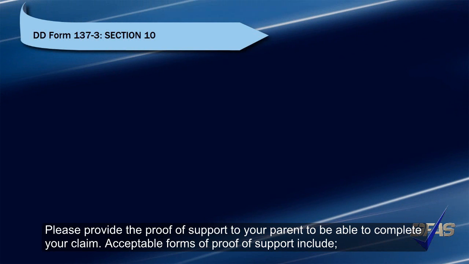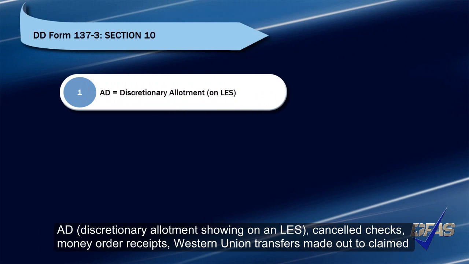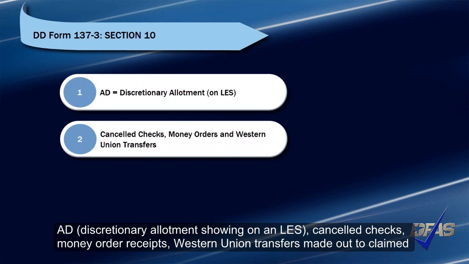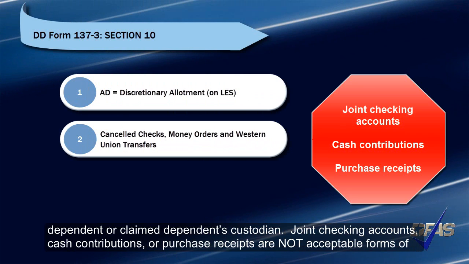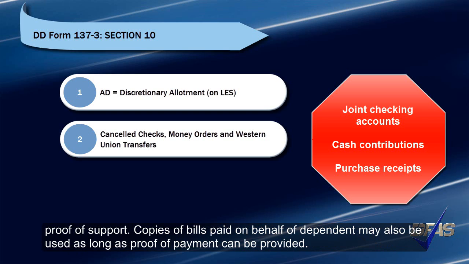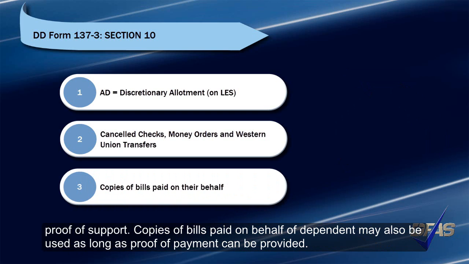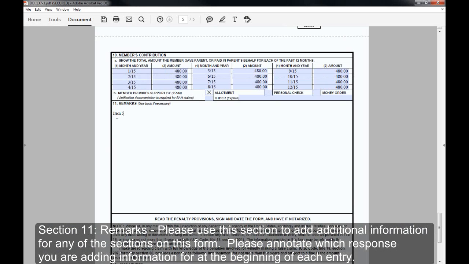Acceptable forms of proof of support include an allotment showing on an LES, canceled checks, money order receipts, Western Union transfers made out to the claimed dependent or the claimed dependent's custodian. Joint checking accounts, cash contributions, or purchase receipts are not acceptable forms of proof of support. Copies of bills paid on behalf of the dependent may also be used as long as proof of payment can be provided. Section 11, Remarks. Please use this section to add additional information for any of the sections on this form.